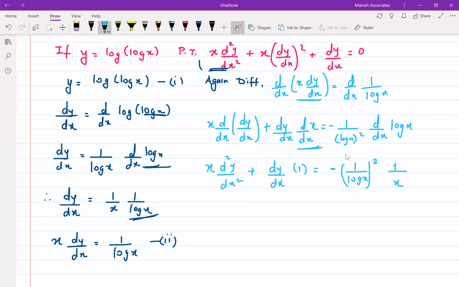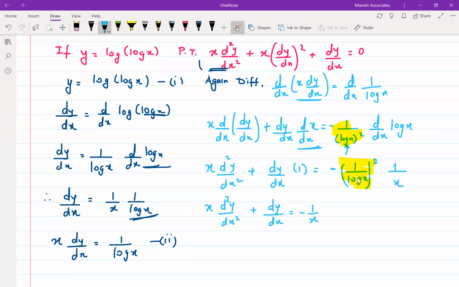Look here, this arrow that I am marking, this part is minus 1 upon log x the whole square. Now 1 upon log x the whole square can also be written this way, 1 upon log x. Clear? Okay, now I am just going to finalize the sum. I get x d2y by dx2 plus dy by dx is equal to minus 1 upon x.